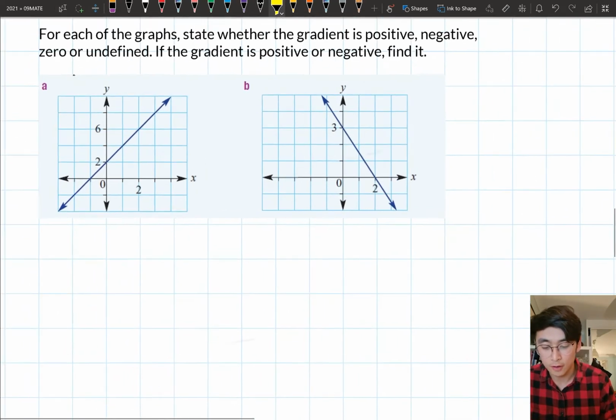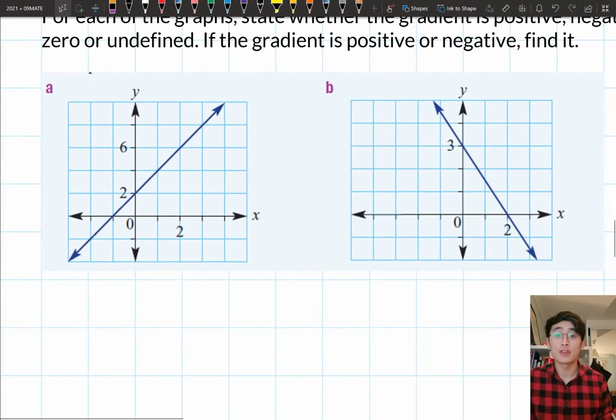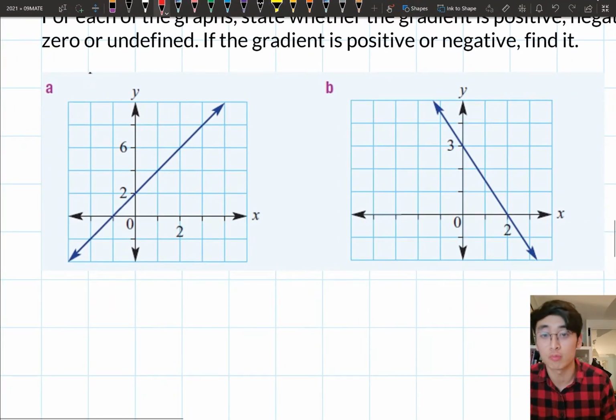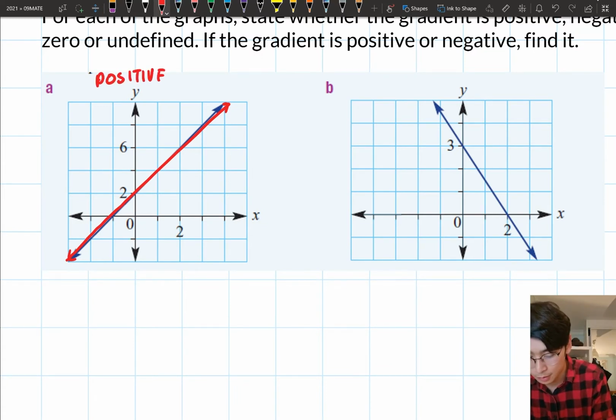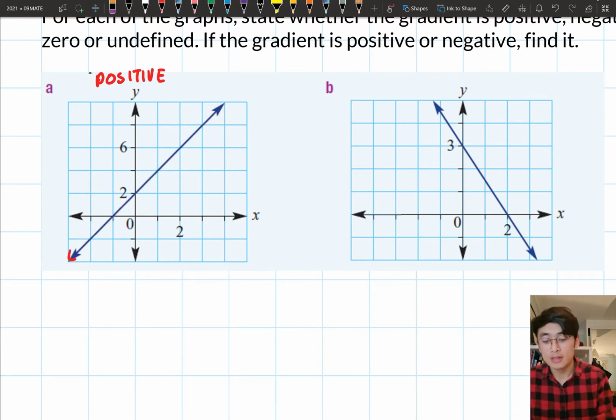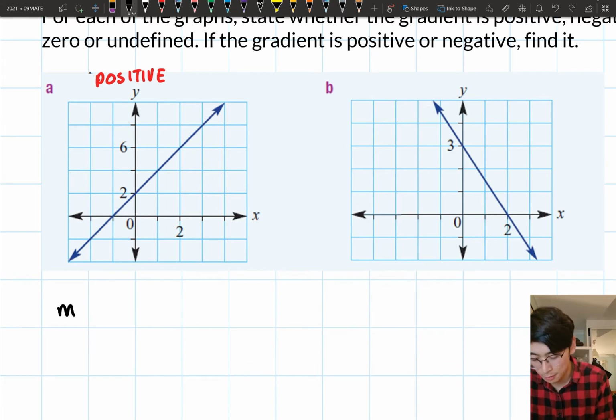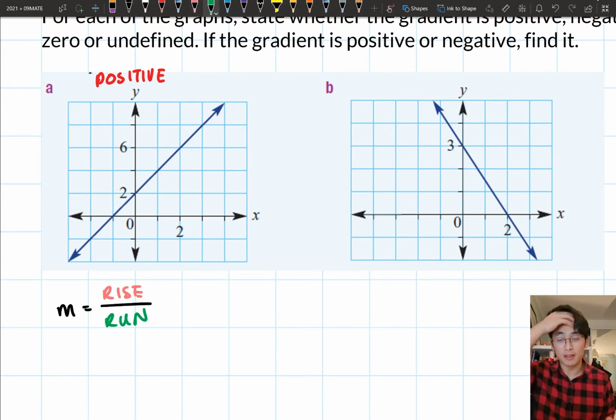So let's have a look at this first example here. If you just have a look at the shape of the line, the direction it's going from bottom left to top right, which means that it has a positive gradient. So this one is going to be a positive gradient. Okay, now that we've done that, because it's positive, we need to actually find what the gradient is. So I'm going to write here, the gradient formula is just rise over run.